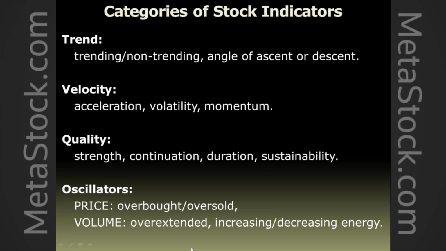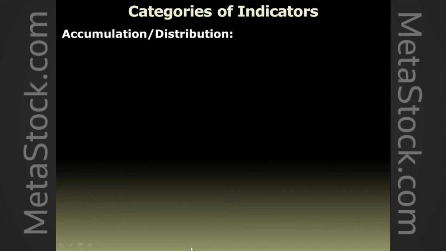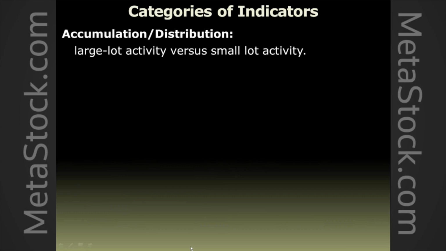Overextended, increasing or decreasing energy, it is critically important to use both of these types of oscillators, especially in trading range markets and that type of thing. So we also have accumulation distribution. This is large lot activity versus small lot activity. That's that histogram indicator I showed you earlier, TTQA, that we created for MetaStock. It compares how much large lot activity we have versus the smaller lot activity.